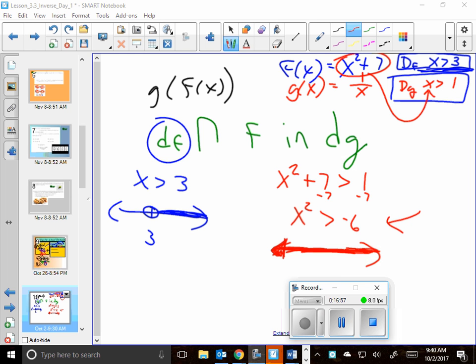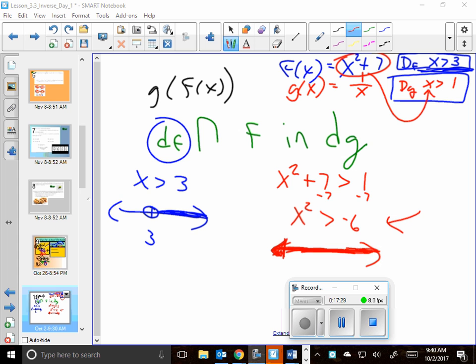Now, what if it had been the other way around? What if it had been x squared has to be less than negative 6? Is there any way for something squared to ever be less than a negative, as in a more negative number? No, there's no way for that. And so then the answer would have been, there is no domain, as in nothing could ever work if this had been a less than sign. But it wasn't. It was a greater than.